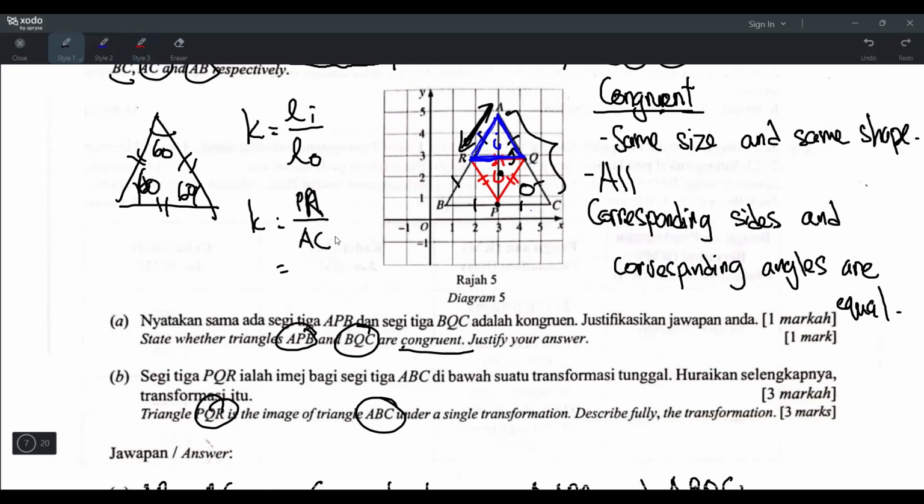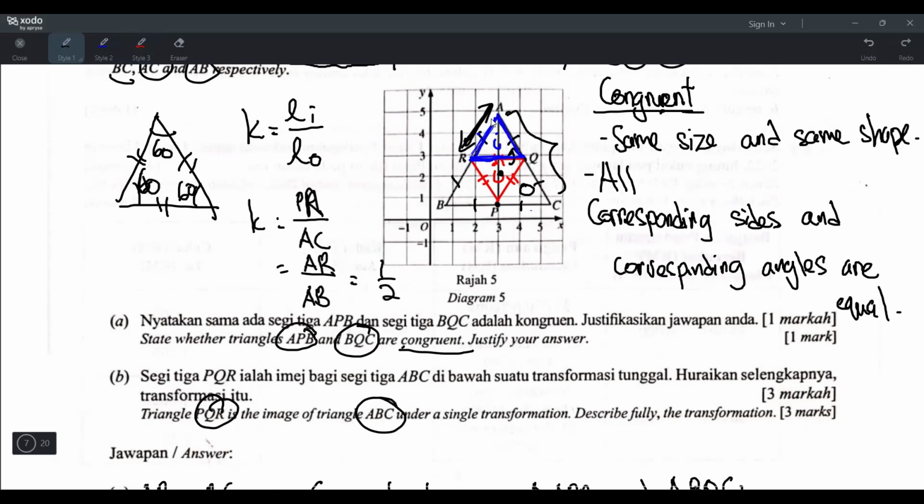And since the AC sama panjang dengan AB, okay, betul lah. PR bahagi AC, right? And I know the PR panjang is the same with the AR, because imagine you flip atas macam ni, right? So it's same with AR bahagi dengan AC. AC is here, right? But I know AC is same with AB. Okay, AB. So now you can actually know the answer already is 1/2.